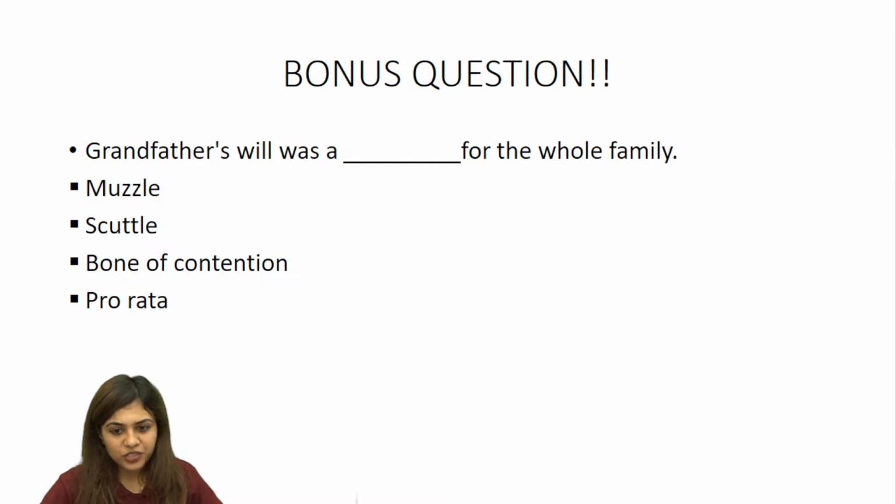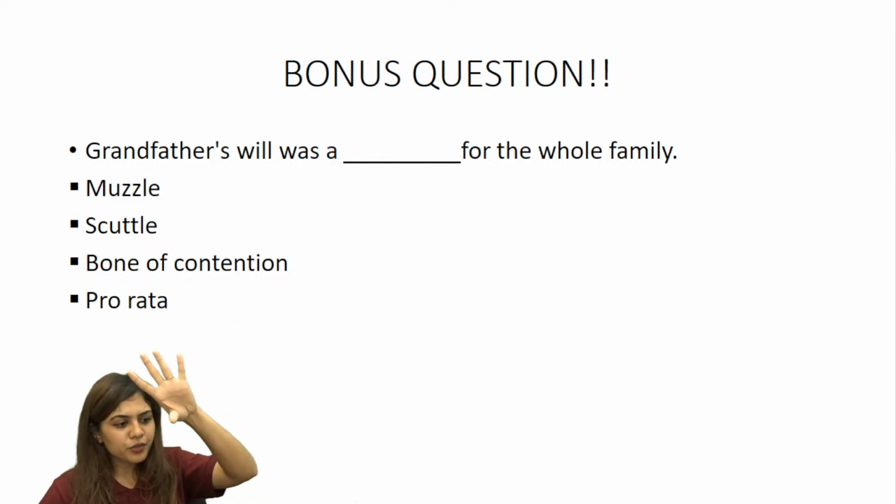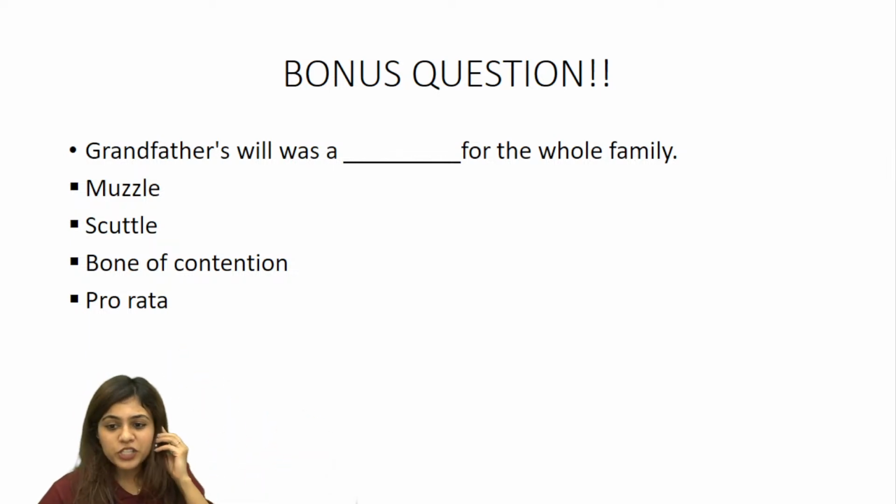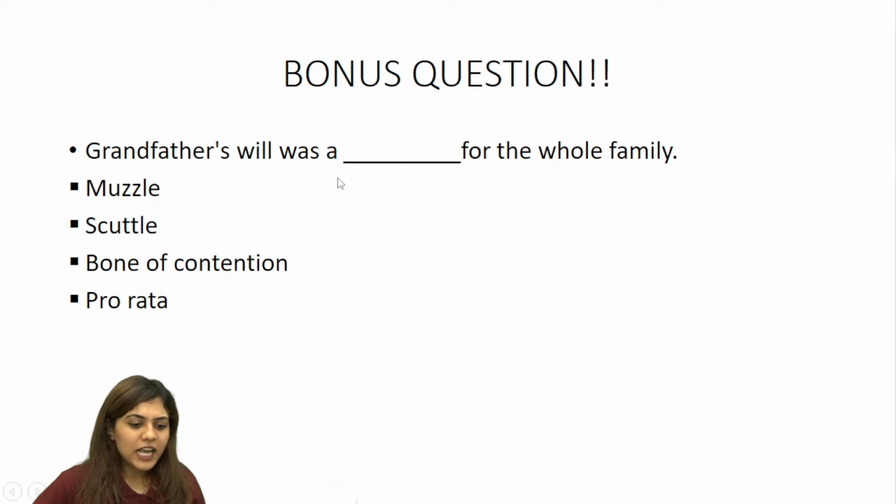So, in the comment section, grandfather's will was a dash for the whole family. You can click a picture of this and answer later, and you can just write their bonus question, and the answer should be this. And that's it from my side. Thank you so much. I hope you enjoyed the quiz today, and looking forward to your replies later on. So the answer should be, I don't want the answer right now, Vaishnavi. Grandfather's will was a dash for the whole family. Should it be muzzle, scuttle, bone of contention, or pro rata? So think about it, and that's it.